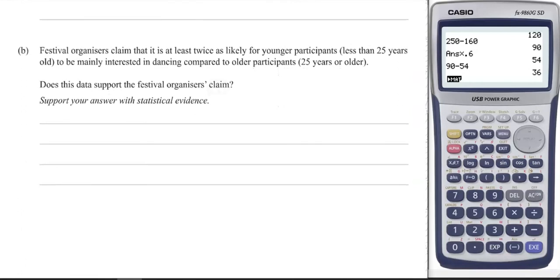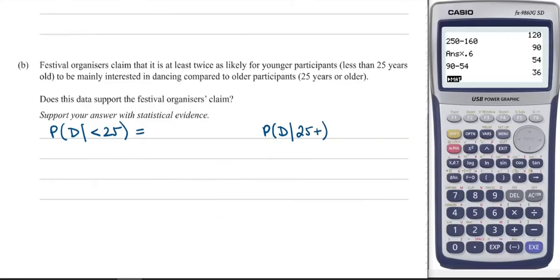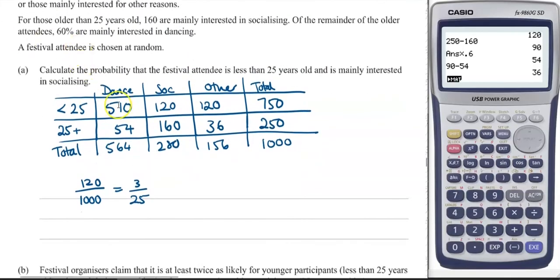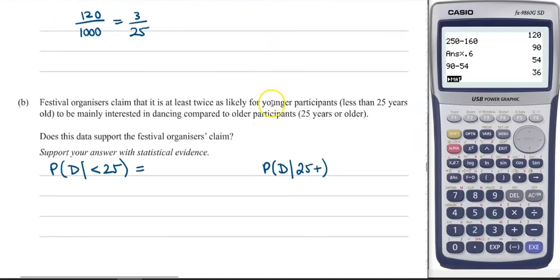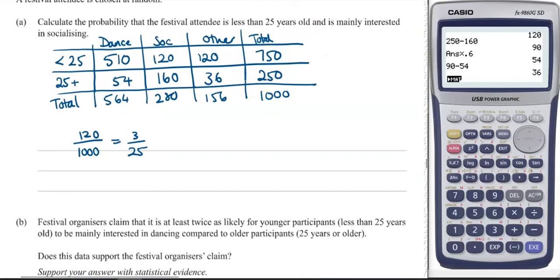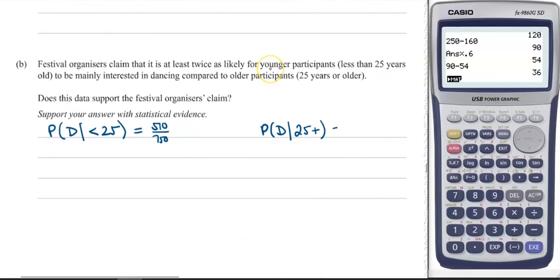Okay, festival organisers claim it's at least twice as likely for younger participants to be mainly interested in dancing compared to older ones. So we want the probability that they came for dancing given that they are less than 25, so we can compare it to the probability they came for dancing if they were 25 or older. So dancing, given that they were less than 25, 510 out of 750 under 25-year-olds. And then the over 25s is 54 wanted to dance out of the 250 in that category.